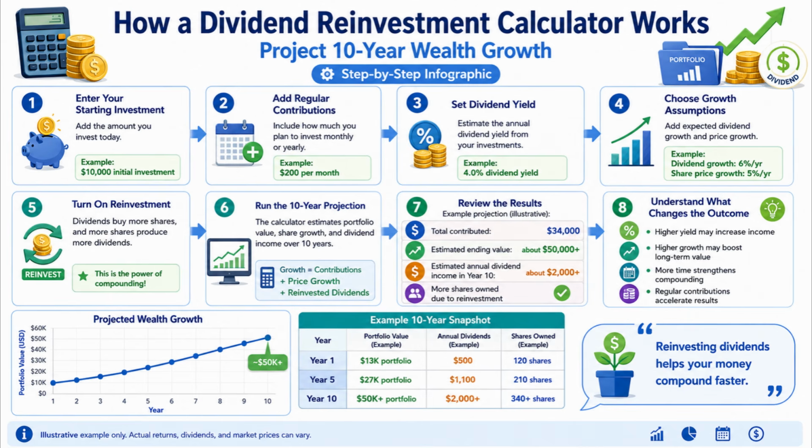After that, you enter the dividend yield, which estimates how much dividend income your investment may generate each year. For example, a 4% dividend yield means the portfolio may produce dividend income based on 4% of its value.